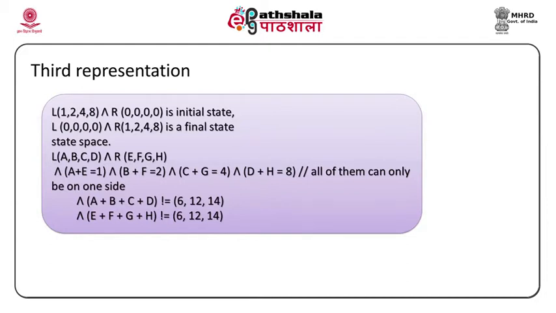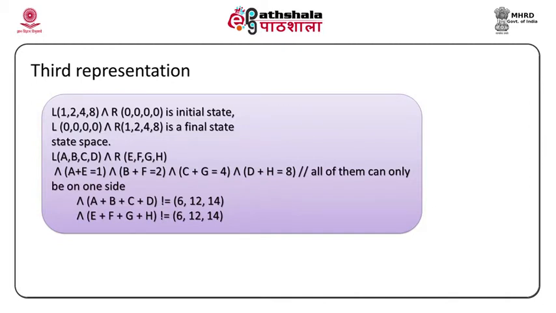What about chicken and grain? 4 and 8, that is 12. So, that also is not allowed. What about fox, chicken and grain, all three of them on one side? That makes it 14. That also is not allowed. So, that is precisely what we say, we disallow 6, 12 and 14. That is all, we do not need to do anything else. You can see that this is a very simple representation compared to both of the representations before. We just say that ABCD is not equal to 6, 12 or 14, done. EFGH is not 6, 12 or 14, done.